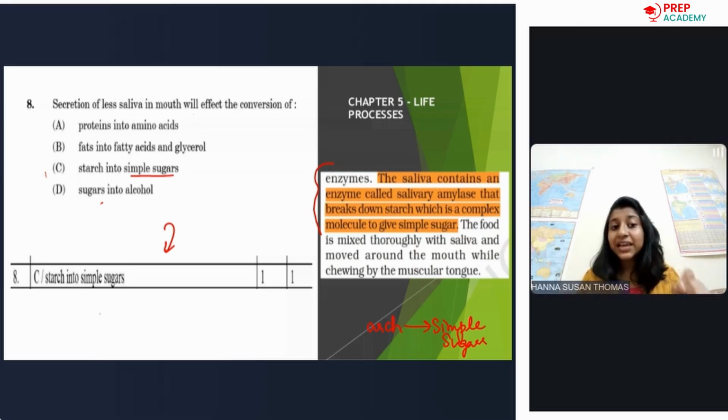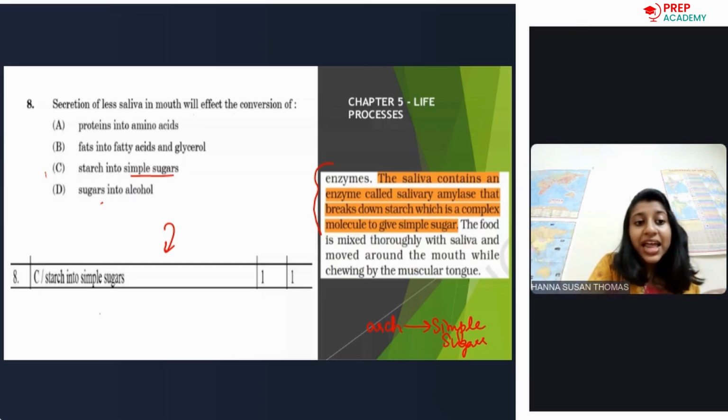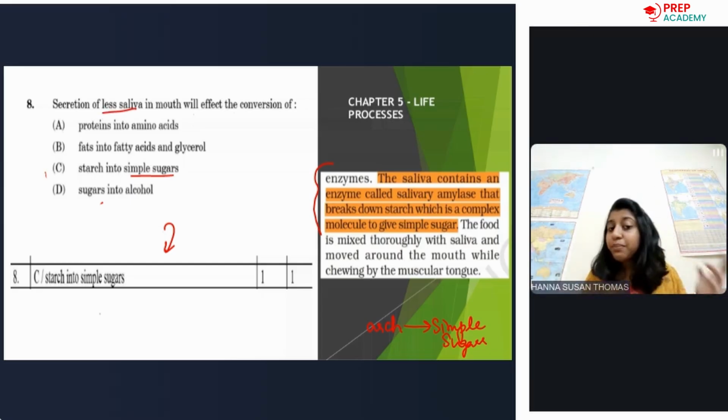Secretion of less saliva in mouth will affect the conversion of... Okay, this is the question. First understand the pattern of this question. Secretion of less saliva in mouth will affect the conversion of what? I have given you the answer already, but before I say the answer officially, let's look into the screenshot that I have put here.